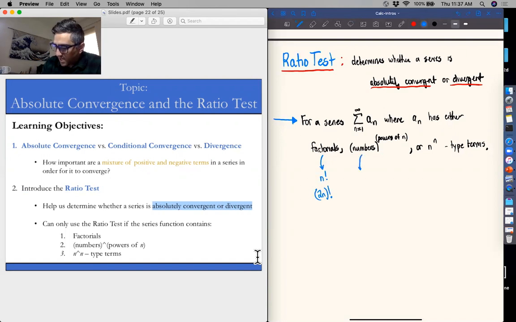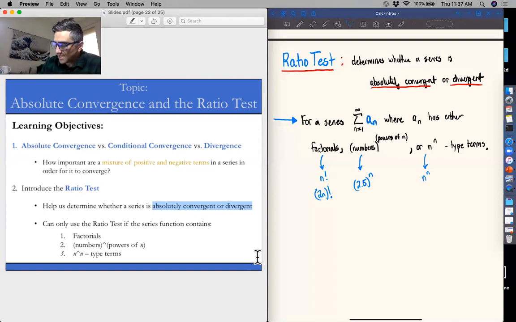Or if we have numbers being raised to powers of n, so if we see things like, for example, 2.5 raised to the power of n, we could use the ratio test. Or if we see n to the n type terms, literally meaning n to the n raised to the power of n. If our series function a sub n has any of those types of things in it, we can probably use the ratio test.